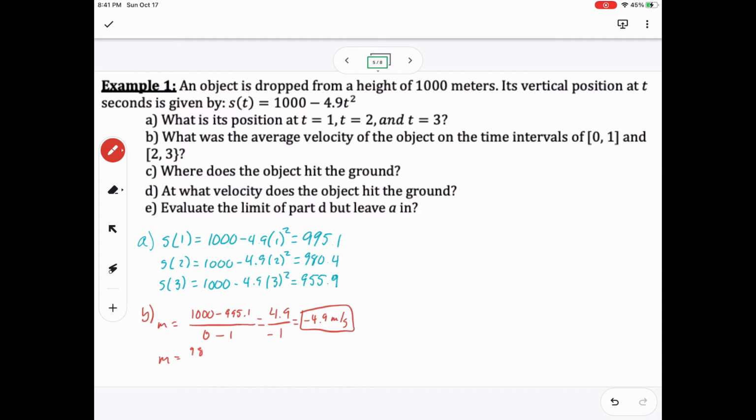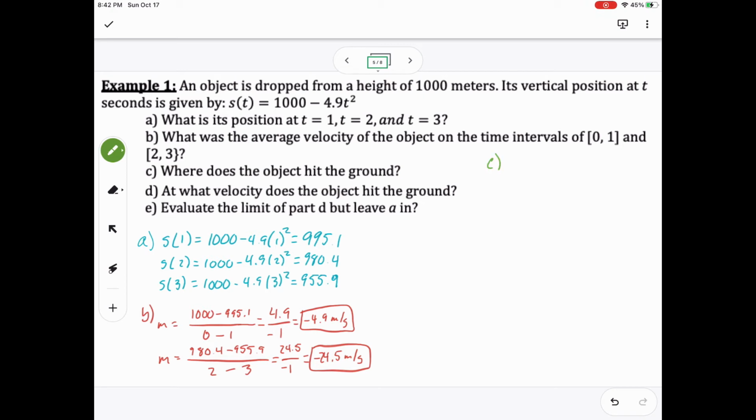I'll do it for the second two points that I have. So 980.4 minus 955.9 divided by 2 minus 3. That's going to get me 24.5 on the top divided by negative 1. So negative 24.5 meters per second. Now, for both of those, it makes sense that we have a negative velocity because we're going down. We have a negative slope for those, so that kind of tracks.